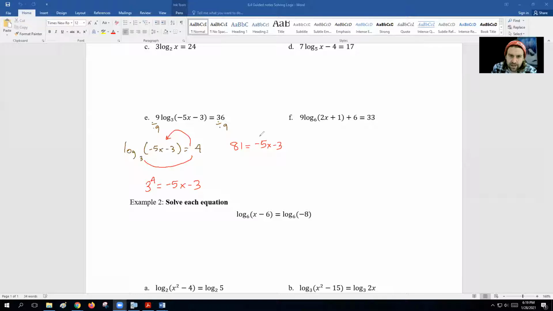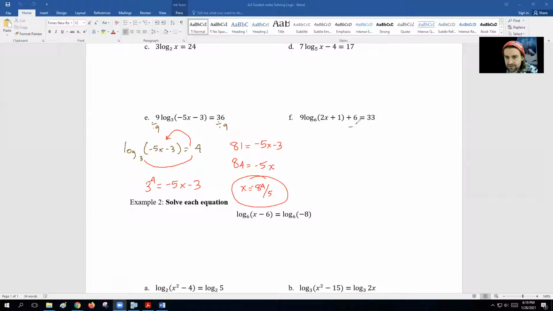All right, we are going to add 3 over to 81. So we get 84 equals negative 5x. We divide, it doesn't come out nice, so we'll leave this as negative 84 over 5. Okay, pause the video, see if you guys can do F on your own. If you get it right, I think you're off to a great start.